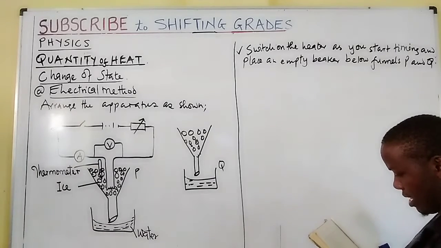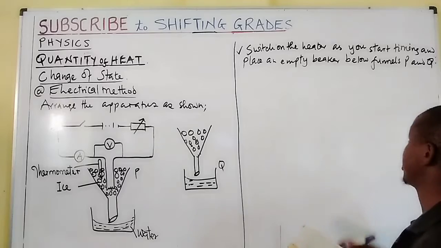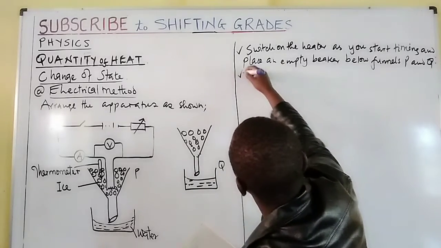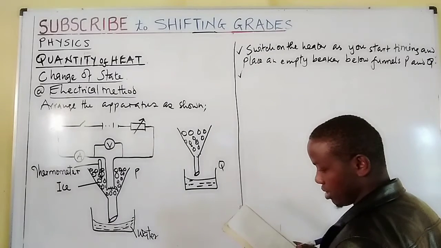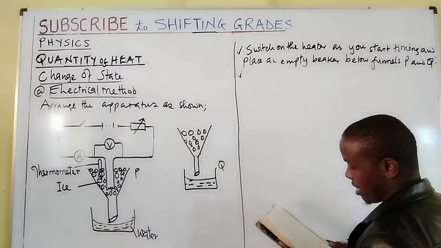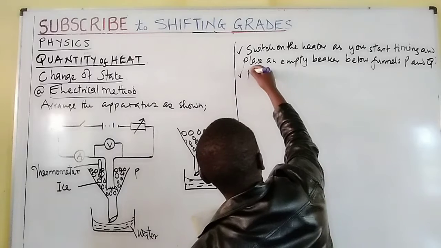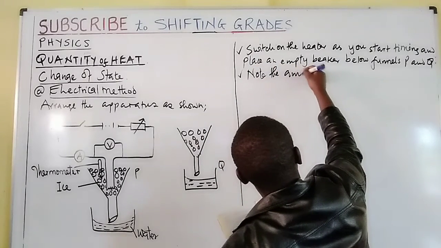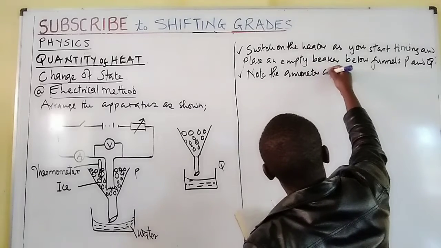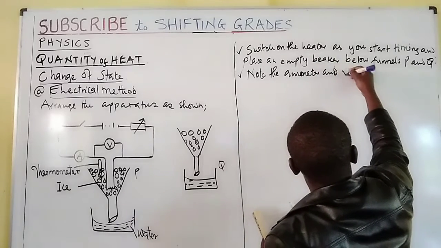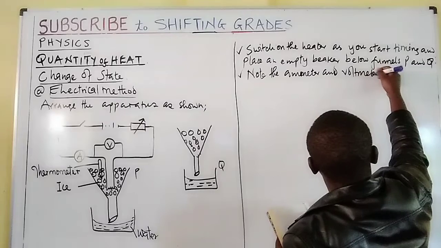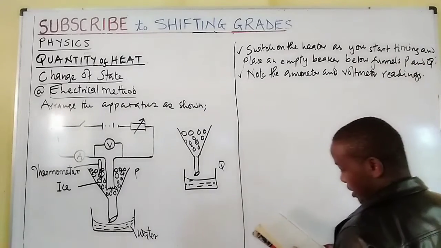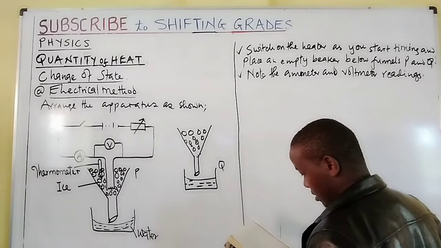Then again, the beakers should be of equal mass. Yeah, that's basic. Not the readings of the ammeter and voltmeter.